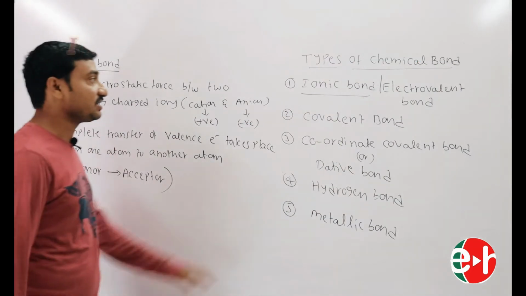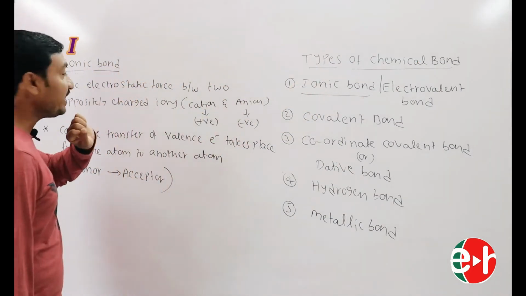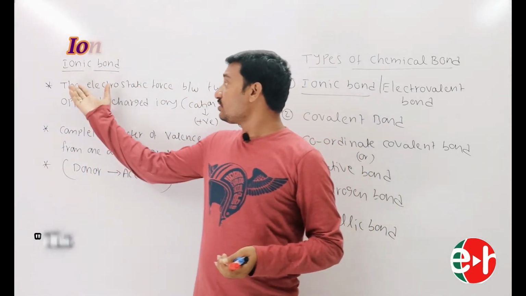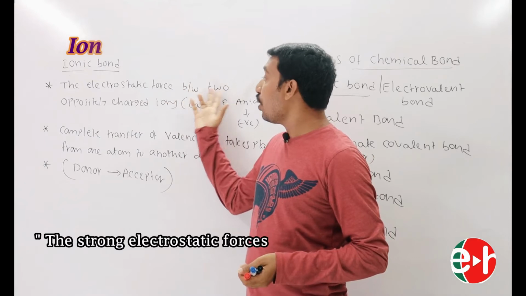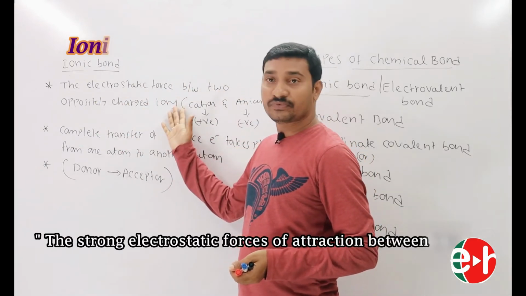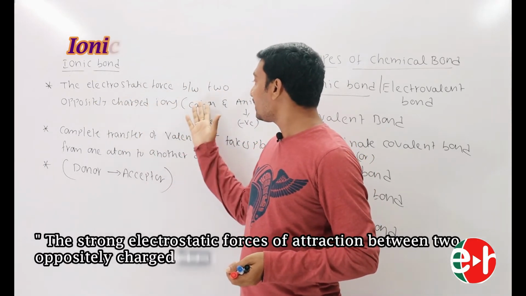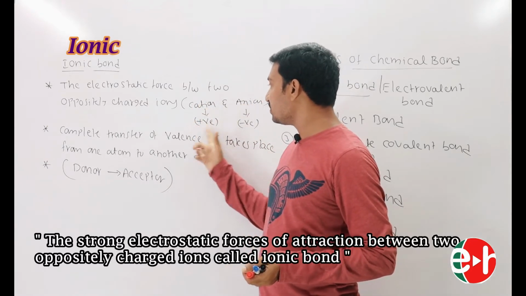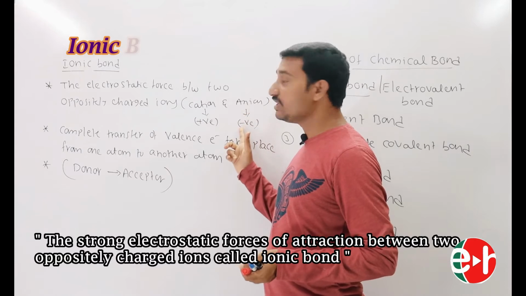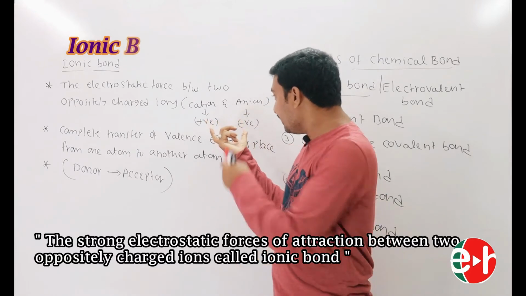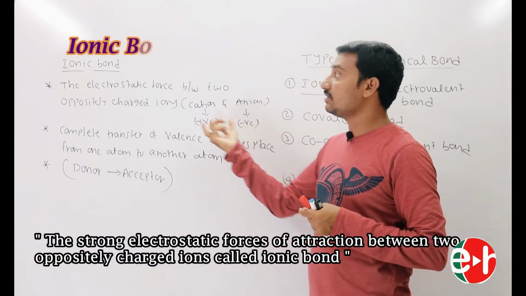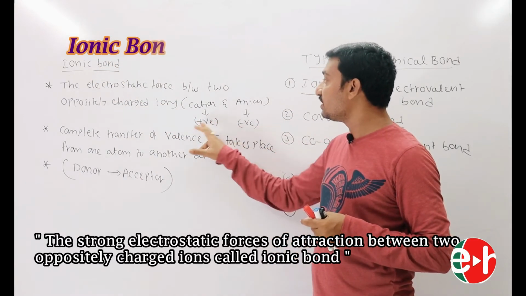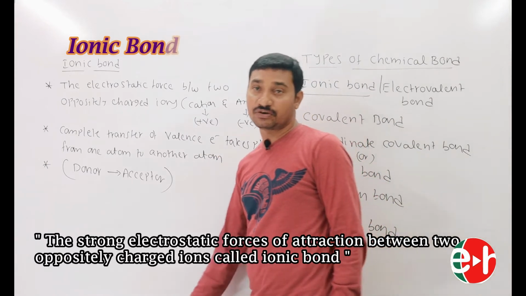Let us discuss first ionic bond. What is ionic bond? Ionic bond is the electrostatic force between two oppositely charged ions. Oppositely charged means cation and anion. Cation having positive charge, anion negatively charged. So the force of attraction between two oppositely charged ions is known as ionic bond.